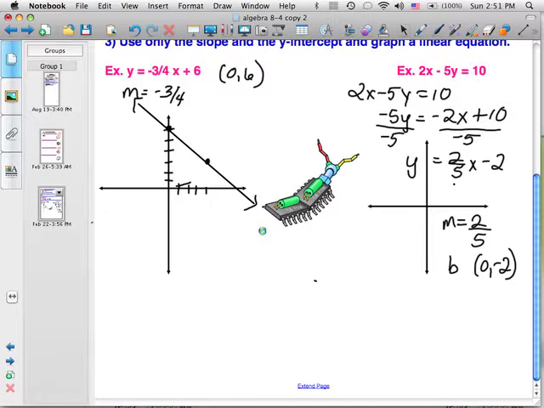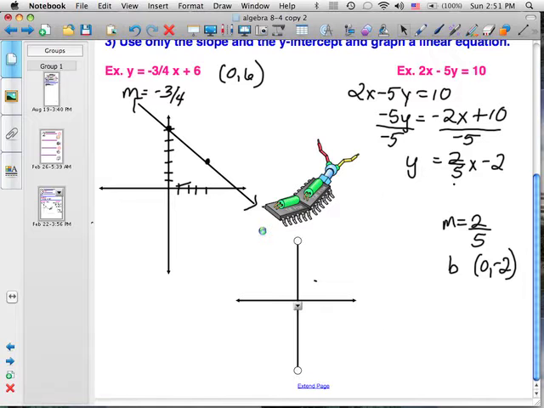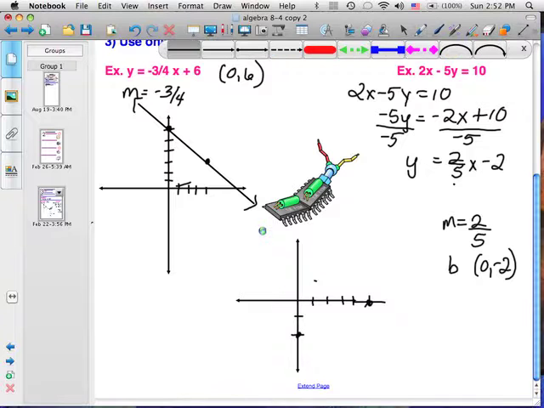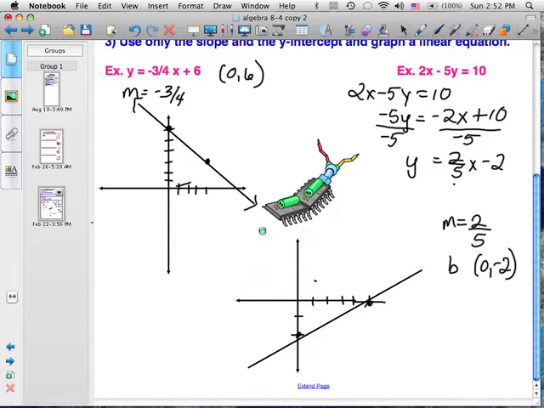So if we plot that, we first plot the y-intercept, x is 0, y is negative 2. And the slope says go up 2, right 5. There's our second point. And draw a line through those 2 points, and we have the line that contains those 2 points plus all the other points on that line.